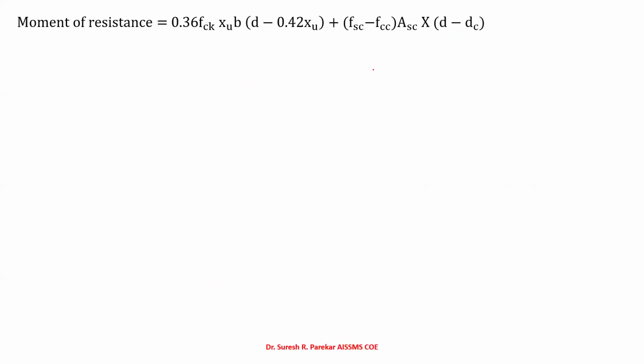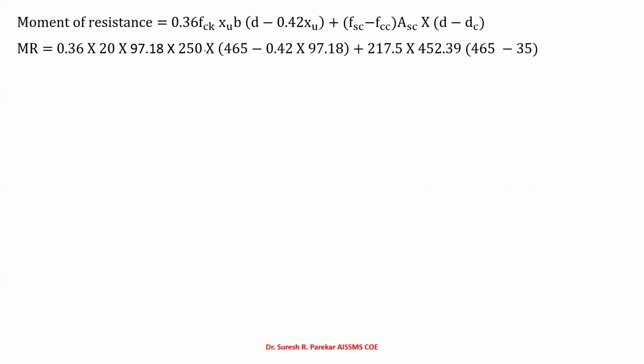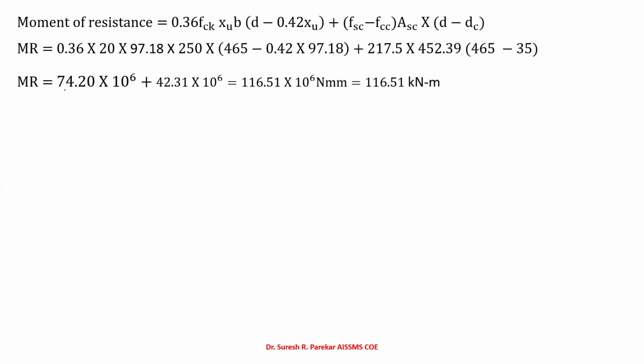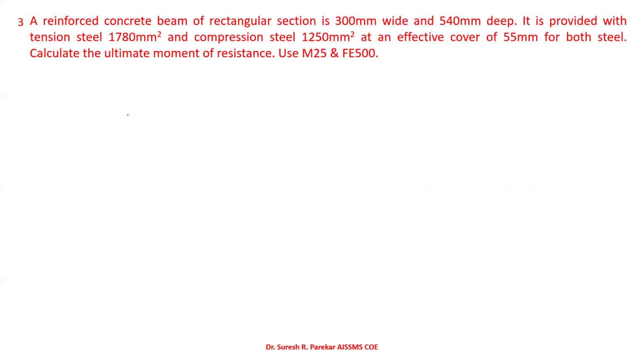And now we will put the value of all terms in this equation. And by substituting values, we are going to get MR, concrete contribution 74.2 and steel contribution 42.31. So we have MR as 116.51 kilonewton meter. So these two problems are related with Fe 250.